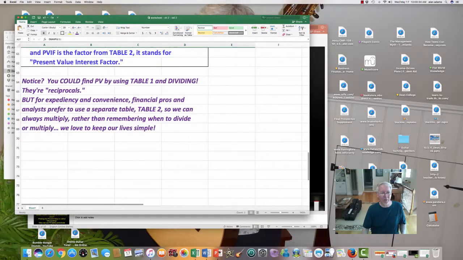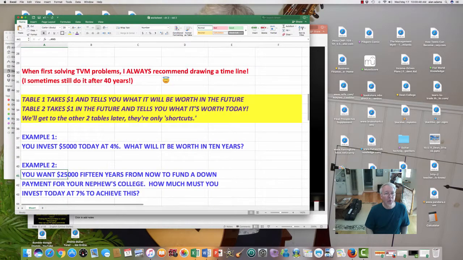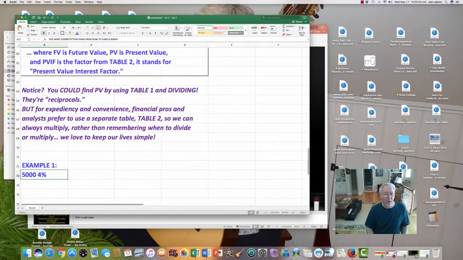So let's write that down here, example 1. Hang on. Let me do this all in caps for you. So example 1, you're going to say 5,000, and it was 4%, I believe. Always write the facts down. What will it be worth in 10 years?